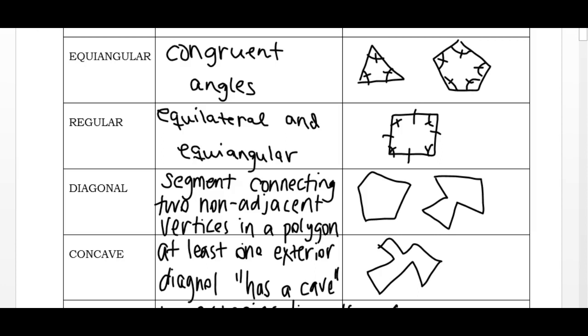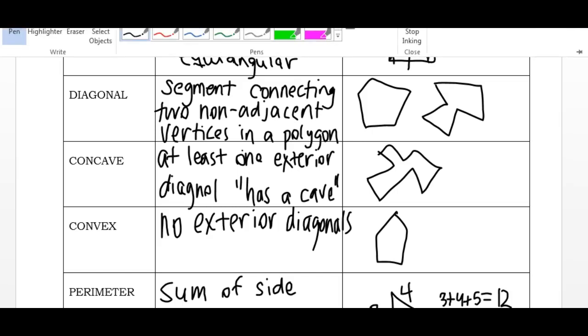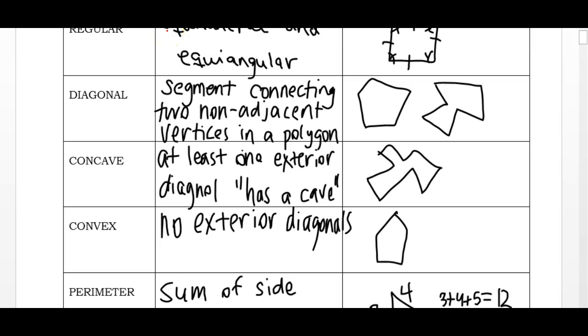A diagonal is a segment connecting two non-adjacent vertices in a polygon. So what that means is I can have a polygon, and I don't actually have it drawn on there, but if I have a polygon and I would draw a segment inside the polygon connecting two non-adjacent vertices, that is a diagonal. Here's a different diagonal over here, and I can have a diagonal right here, but I can also have a diagonal out here. Any 2 points that are not next to each other on the polygon getting connected, that's a diagonal.